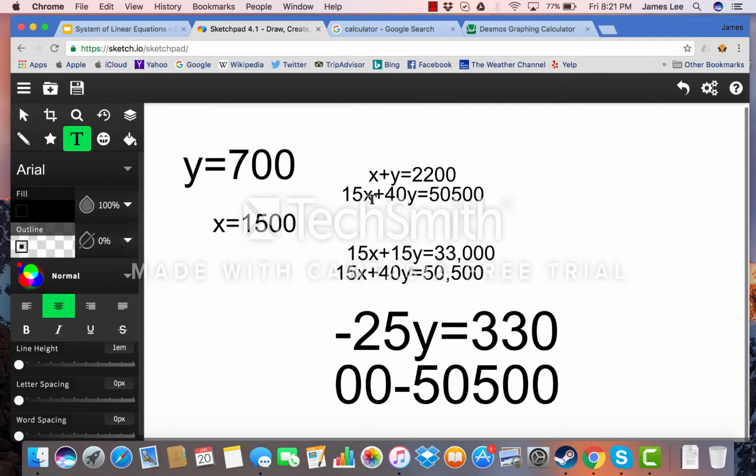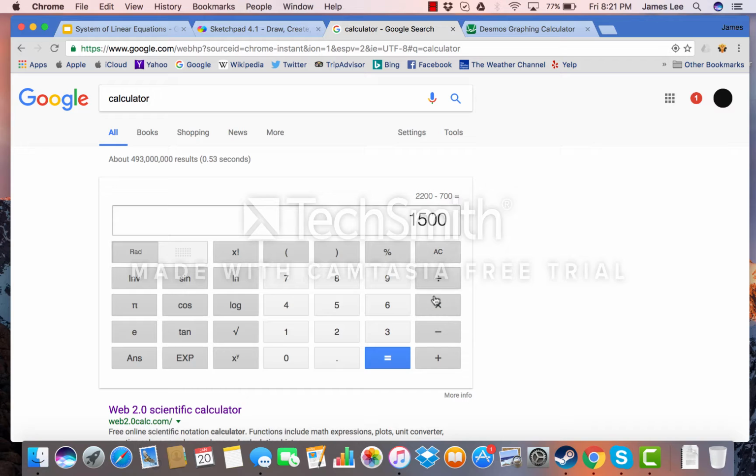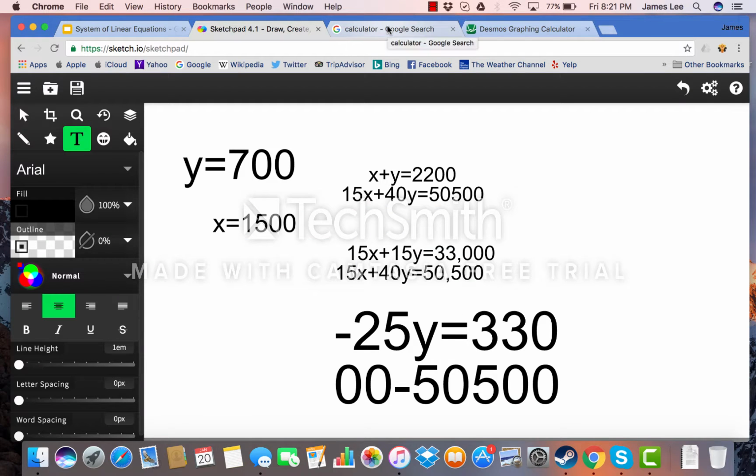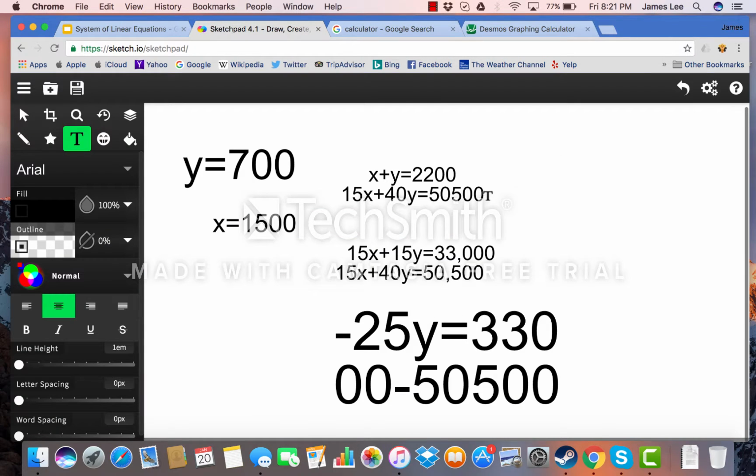Now, we can also put this into the second equation just to make sure. So we can do 15 times 1,500, which we get 22,500, plus parentheses 700 times 40, which results in $50,500, which is equal to the amount of money made during that month. This is how you solve the equation.